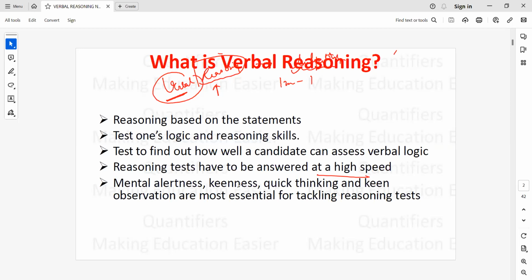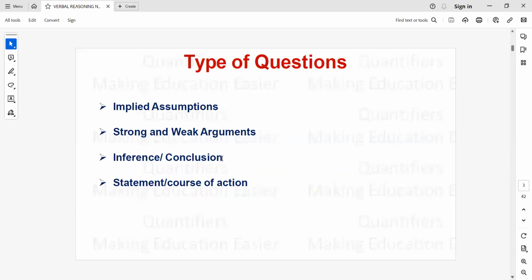Your mental alertness, your keenness, your quick thinking, and your keen observation are essential for tackling these kinds of verbal reasoning tests. So let's see what are the different types of verbal reasoning questions that can be asked in a competitive exam. Generally there are 6 types of questions, but for this class, I'm going to limit myself to 4 types. The very first is implied assumptions, then strong and weak arguments, inference, and questions based on conclusion, statements, and course of action. We're going to take each of them one by one and discuss them in detail.